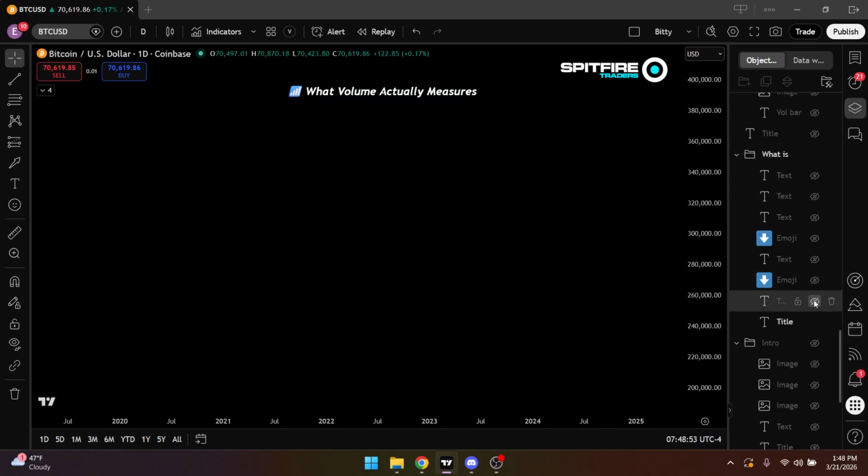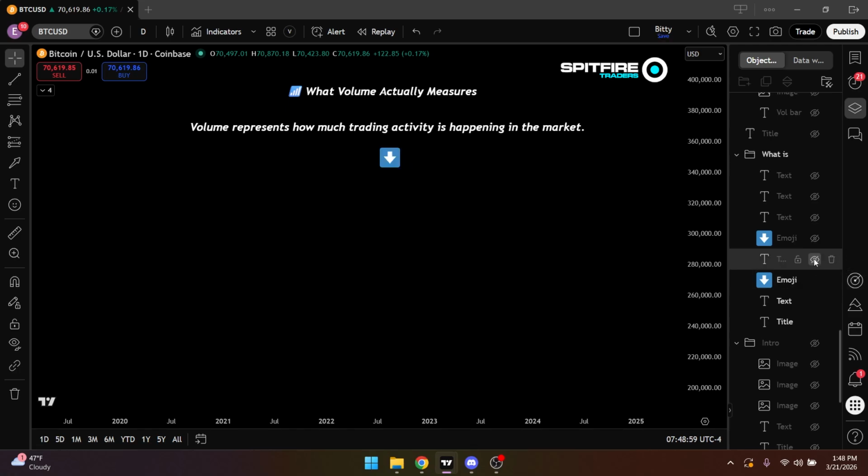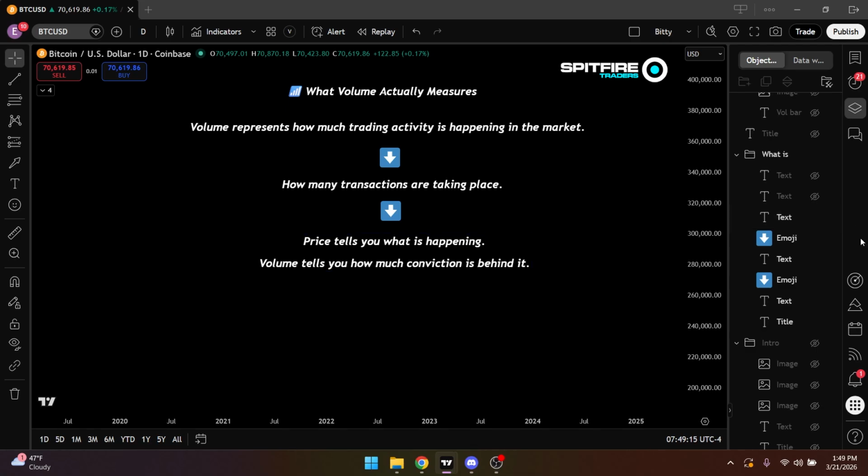Volume represents how much trading activity is happening in the market. In simple terms, it tells us how many transactions are taking place. But more importantly, volume gives us insight into participation and interest. Think of it like this. Price tells us what is happening. Volume tells you how much conviction is behind it.